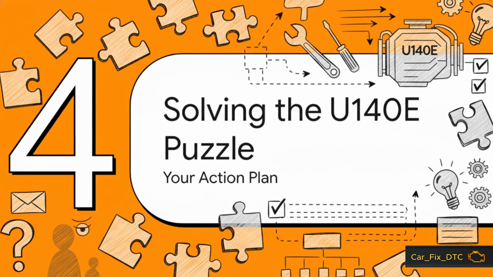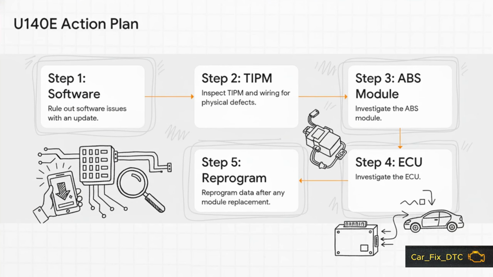Okay, we've investigated all our suspects and we've walked through the solutions. Now let's pull everything together into one final, clear action plan. This is your step-by-step guide to finally beating that U140E code. And here it is, your entire diagnostic process in 5 simple steps. Start with the software, then move on to a physical check of the TIPM and its wiring. If that doesn't do it, investigate the ABS module, and then the ECU.